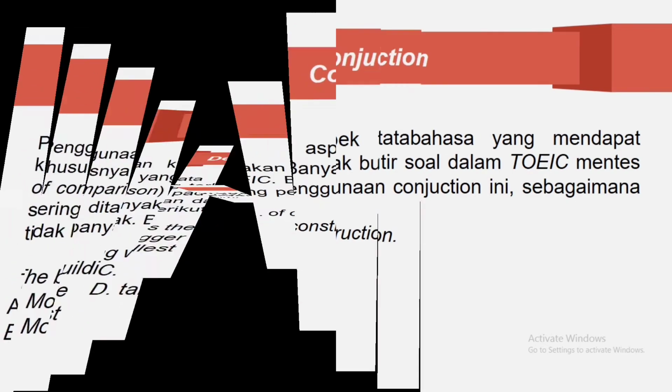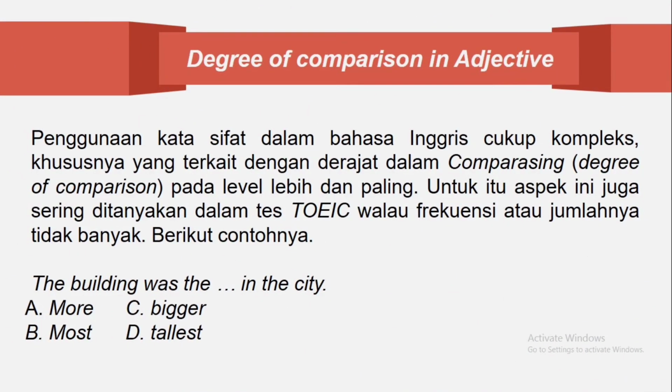Okay. Well, we are talking about degree of comparison in adjectives. Let's take a look. This is about comparison, which is more, bigger, more beautiful, something like that. Let's take a look at the question. In this case, the building was, of course, the tallest. Why? Because if the comparison is talking about very, very much of something, it must use est at the end of the word and be added by the.